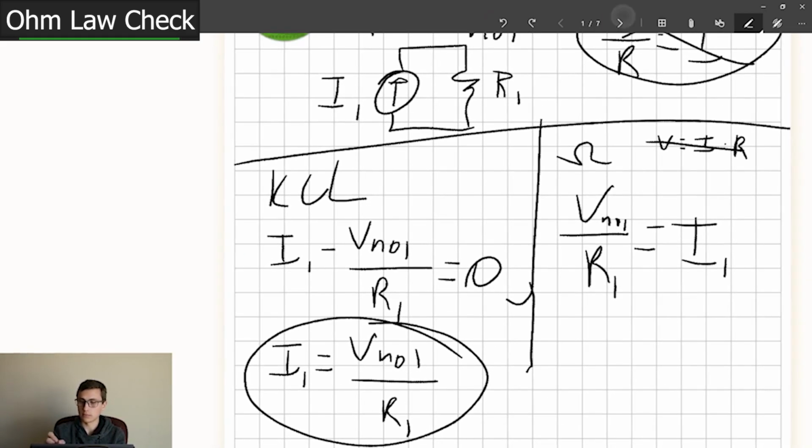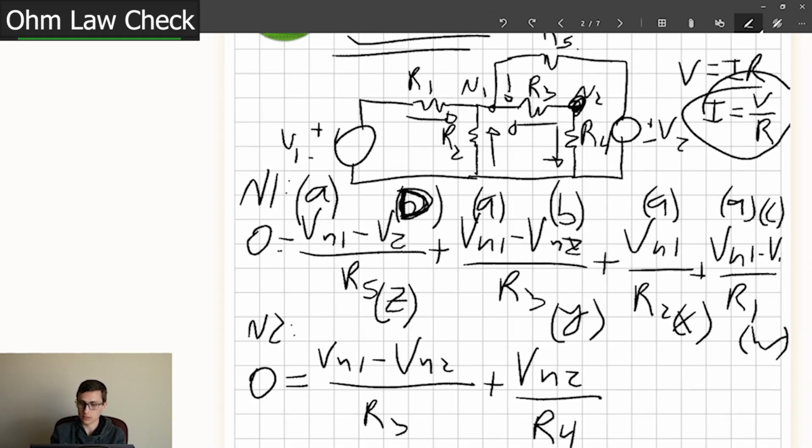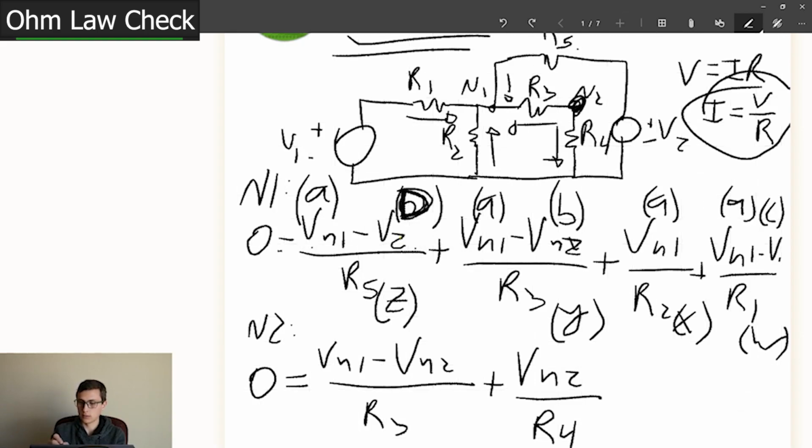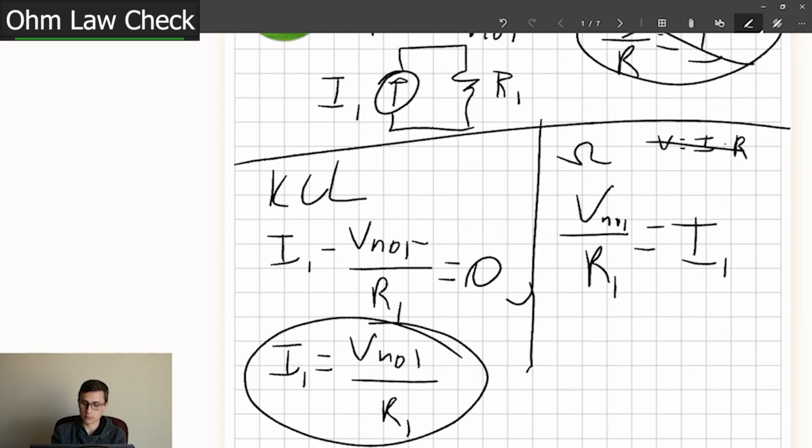Right? I didn't really do anything different here, right? This is the voltage across that resistor divided by the resistance. This is the same thing, except we subtracted 0, right? That's the difference. There's a -0 because the voltage on the other side of that resistor is 0, because this is our ground reference.